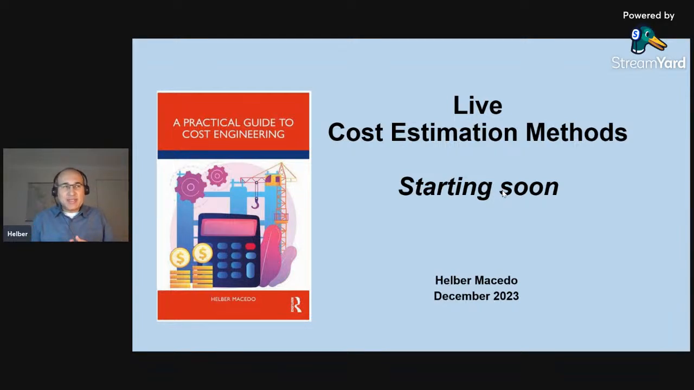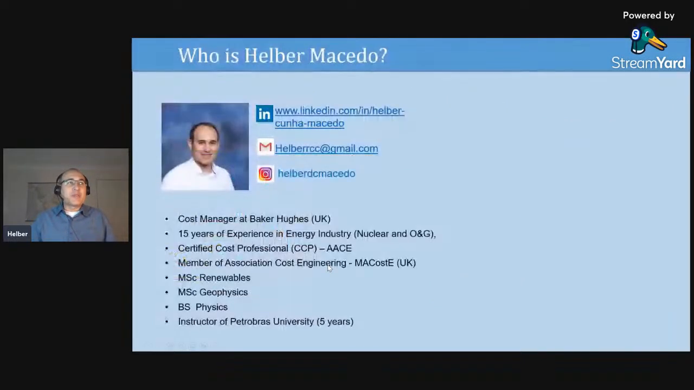My name is Helber Macedo. So let me start by introducing myself to you. I am the cost manager at Baker Hughes here in the UK. We are responsible for developing cost estimation around the world for subsea equipment. I have over 15 years of experience in the oil and gas and nuclear industry, and I also have a certification in this area. I am a CCP from AACE, and I am also a member of ACostE, the cost engineer institution here in the UK.